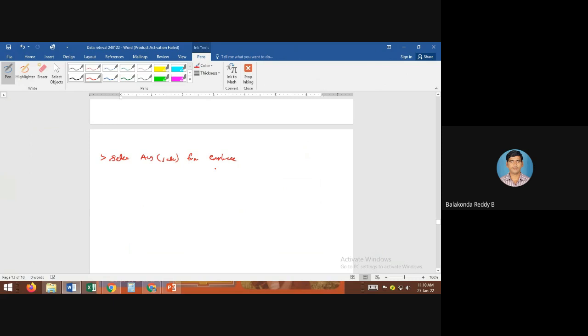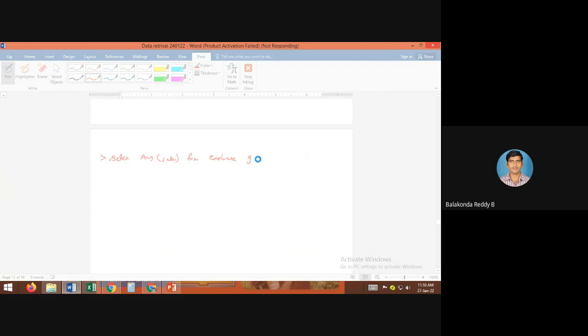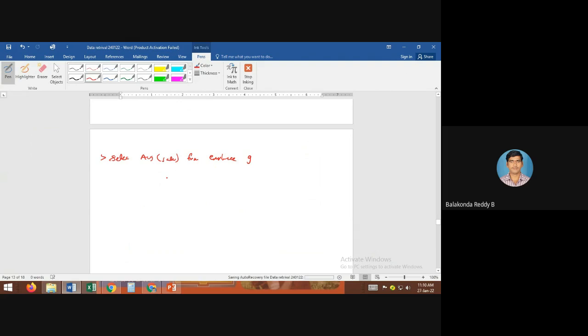It displays the average salary of all employees. Now I am writing here branch, group by branch or department. Whenever you write like this, what is the output of the query? Group by department. If you write the query, the output is the average of salary.